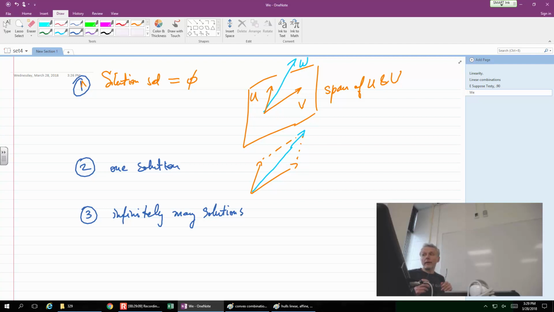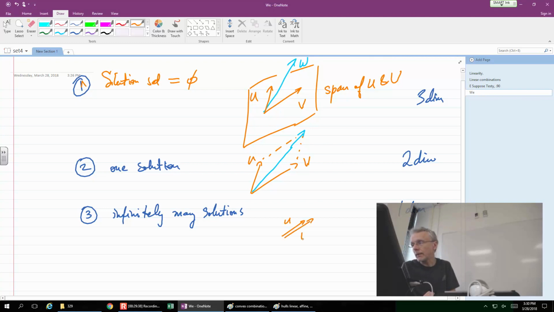Well, think of a hierarchy. This is three-dimensional. This is two-dimensional. What do you think the next one is? One-dimensional. Does that help? So the whole situation is one-dimensional. All of these vectors, u, v, and w, lie within the same line. They are multiples. Everybody is a multiple of each other.